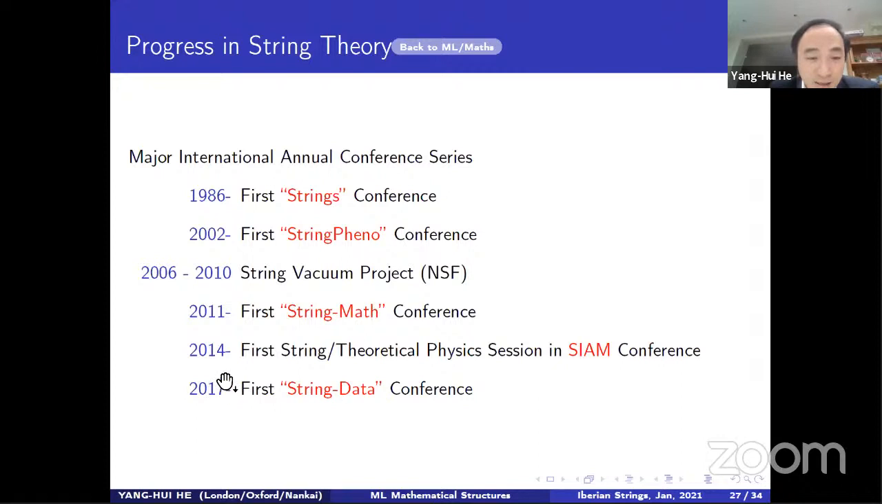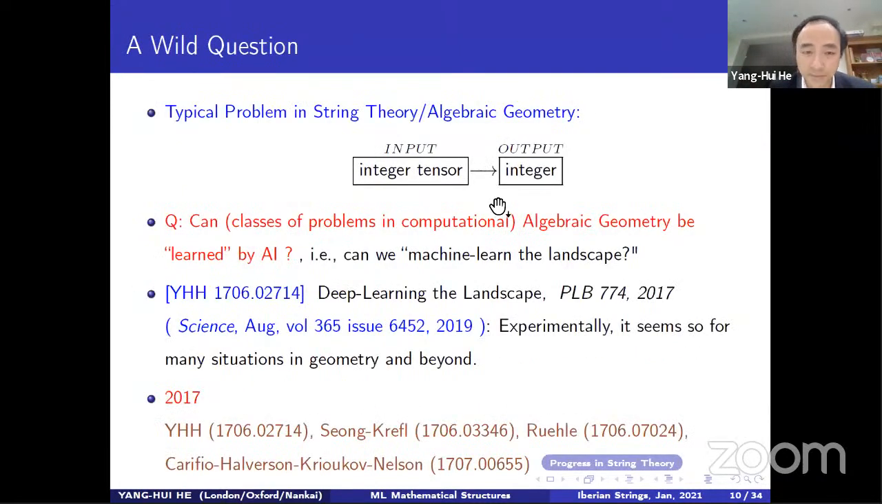Well, okay, so this is probably my proudest contribution to string theory, that at least I made sure that in the SIAM, in the industrial mathematics session, I have thousands of people doing that. There's a theoretical physics session. But in 2017 now, Fabian Ruehle and my friends Halverson and others run an annual conference of string data. So you see, this is very interesting that this is becoming part of the standard of this community.